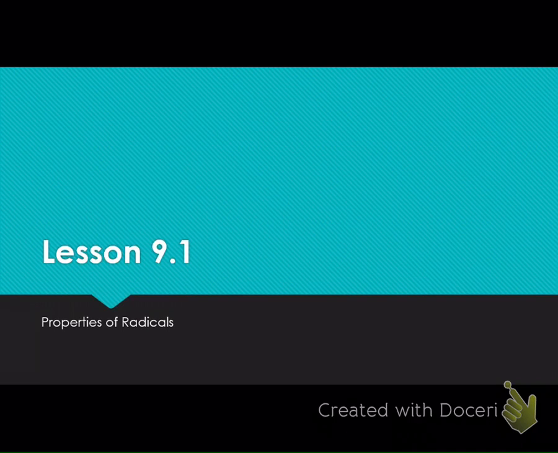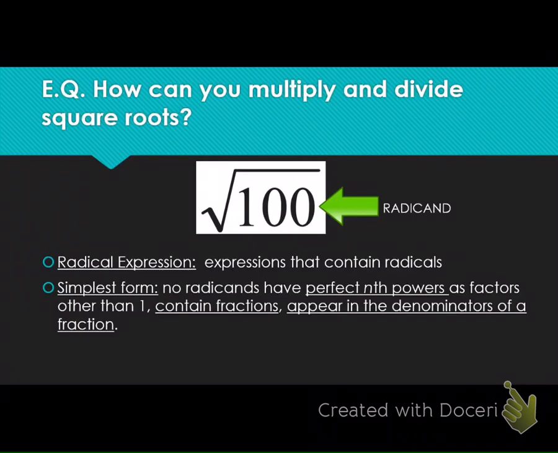But before we look at the essential question, let's talk about what a radical is, okay? Is there anybody that can raise your hand and remind us what a radical is? Radical is another name for a square root, all right? So our essential question today says, how can you multiply and divide square roots?